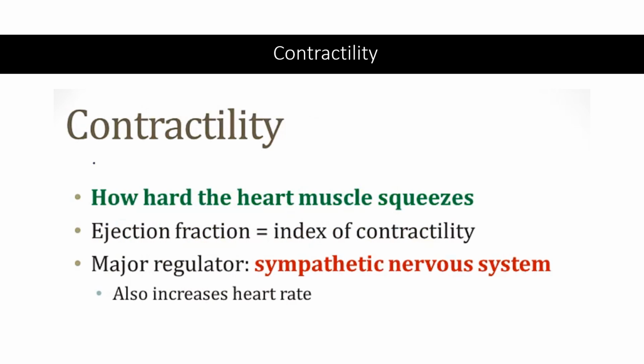Okay, so this ejection fraction is the index of the contractility, and the major regulator of this contractility is the sympathetic nervous system. Okay, and it also increases the heart rate.